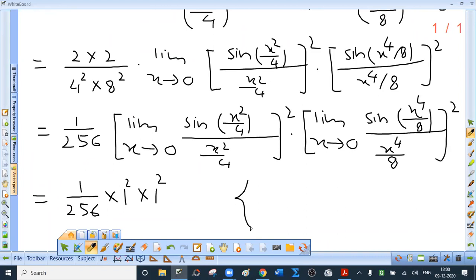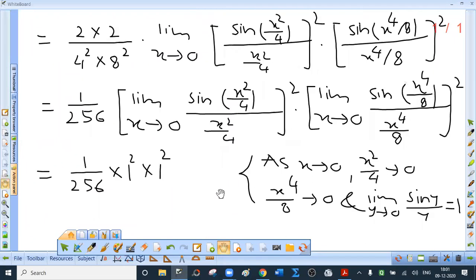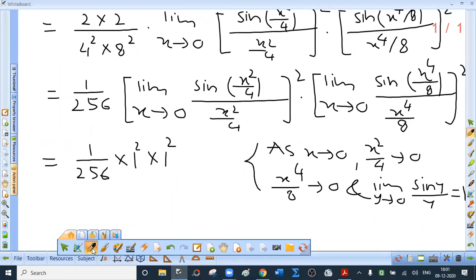You have to write the reason: as x tends to 0, both angles, x square by 4 and x raised to 4 by 8, both tend to 0, and with the standard limit, as y tends to 0, sin y upon y is nothing but 1. Okay, so the final answer is nothing but 1 upon 256.